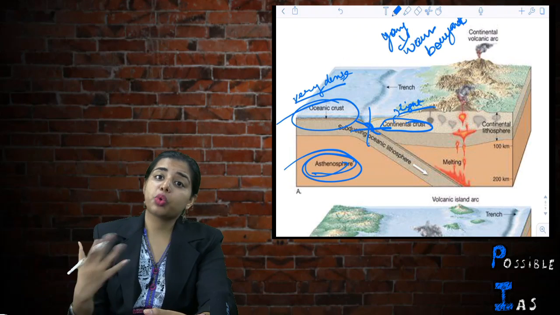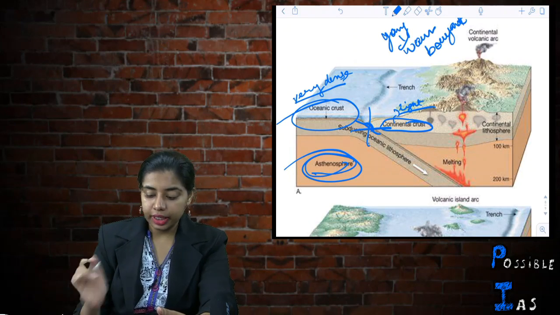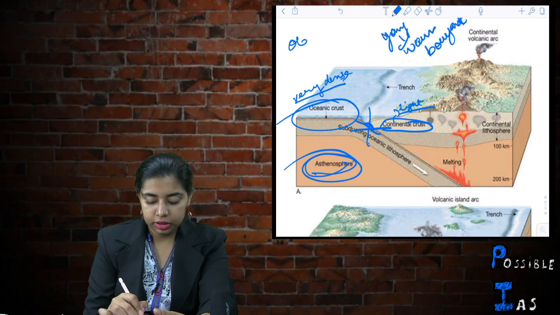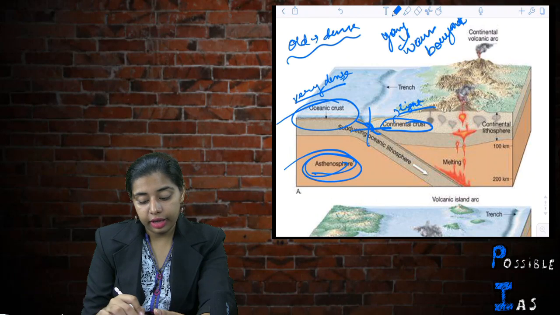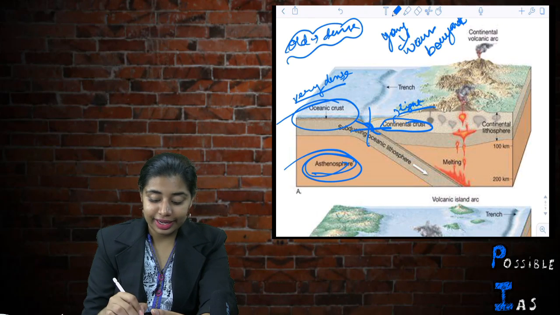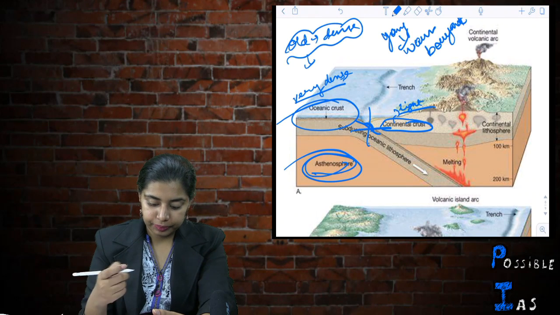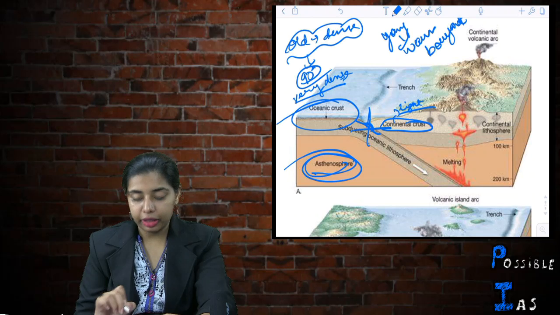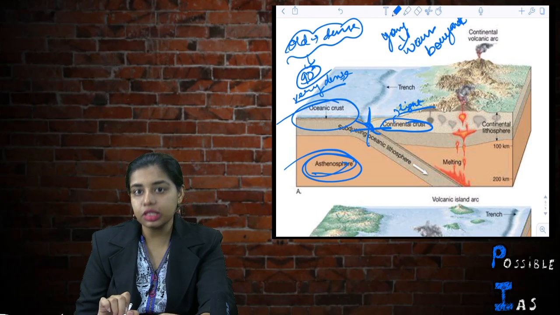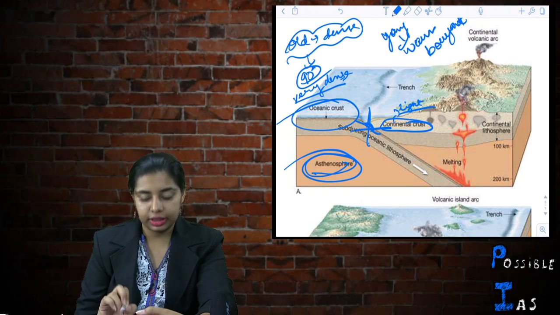But when it becomes older, it gets denser. When it's old, it is dense, and then the angle can become really high. It can go up to say 90 degrees. So this is how the angle of subduction depends on the density of the oceanic, or subducting, plate.